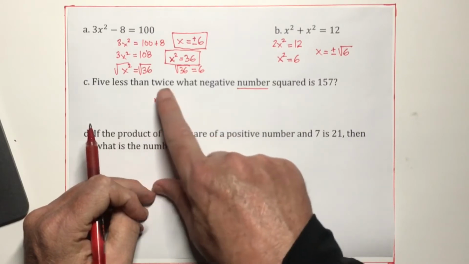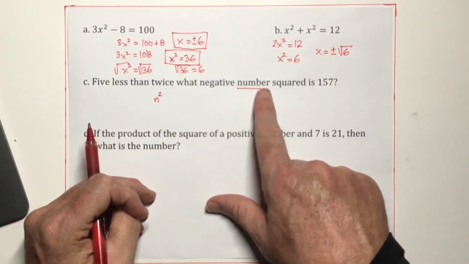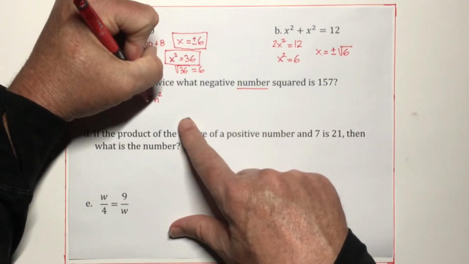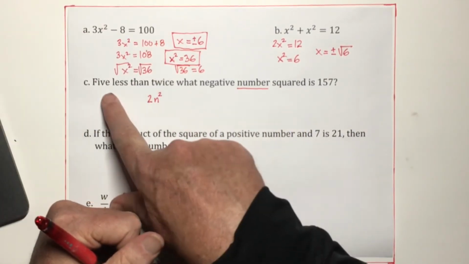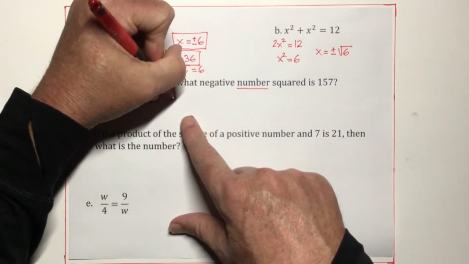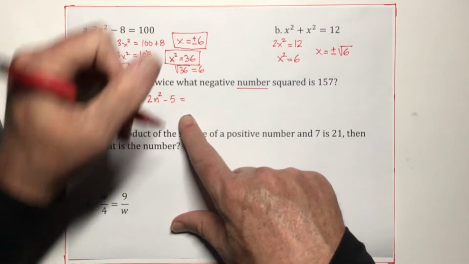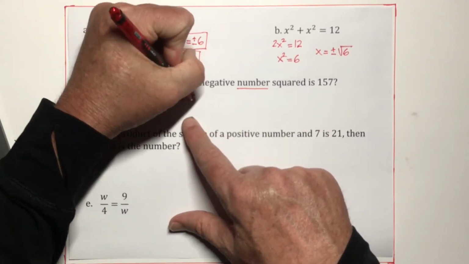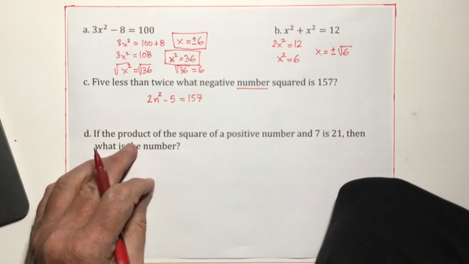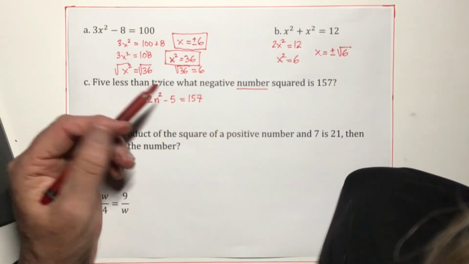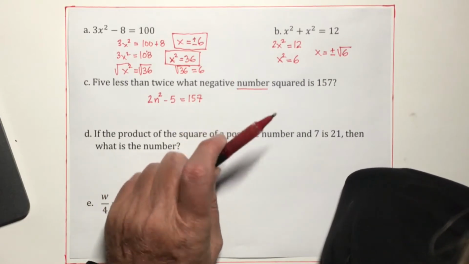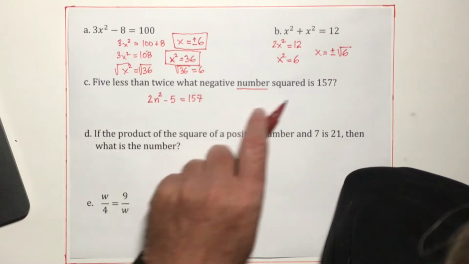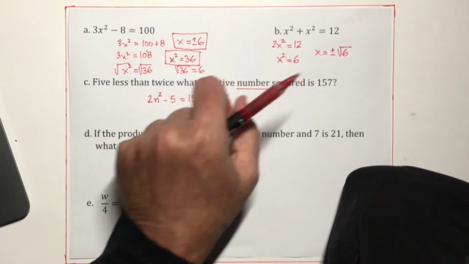5 less than twice what negative number squared? So that would be twice what negative number squared is 2n squared, and 5 less than that would be minus 5. Anytime you see the word "is," that's an equal sign. Is 157. So the way to really get around these, navigate them well, is figure out what you're trying to find, where that is embedded in your statement, and then work out from there.